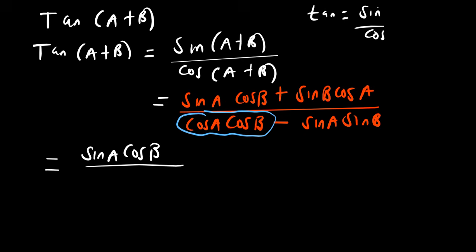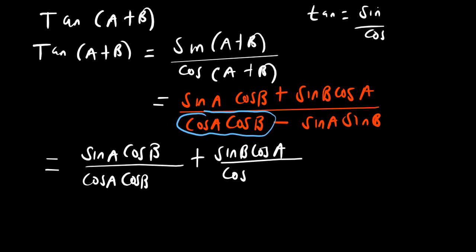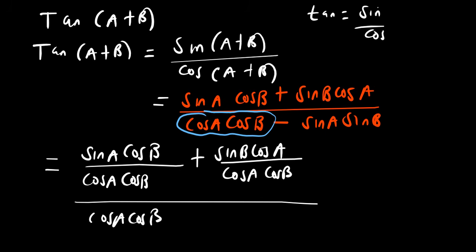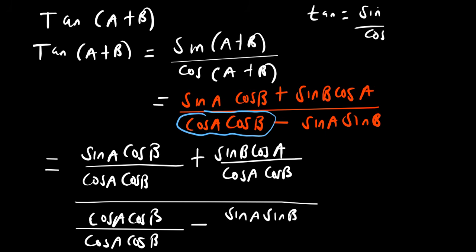Then there's a plus, then I have sin B cos A, dividing by the same thing, cos A cos B. We're done in the numerator. Down below we have cos A cos B divided by itself, then the minus, then sin A sin B over what we are dividing by throughout, cos A cos B.